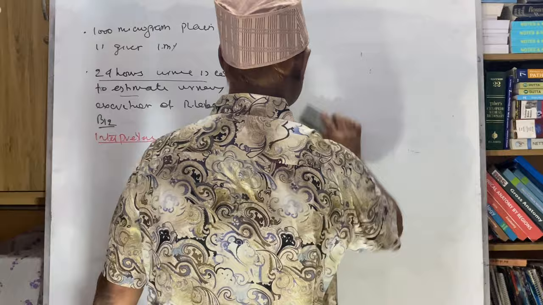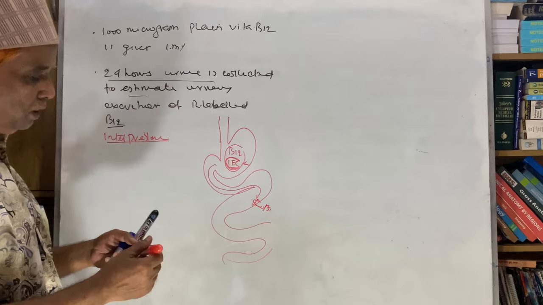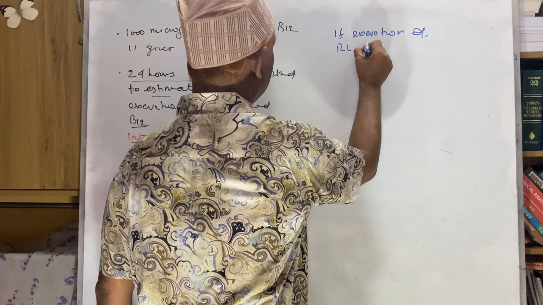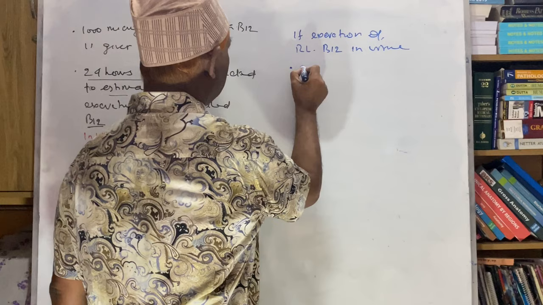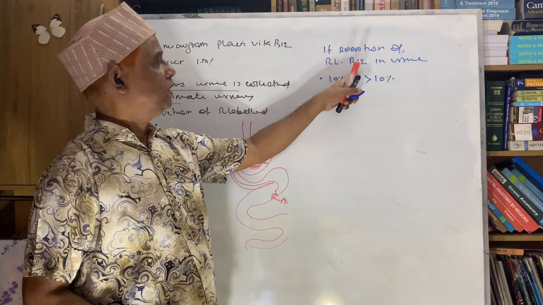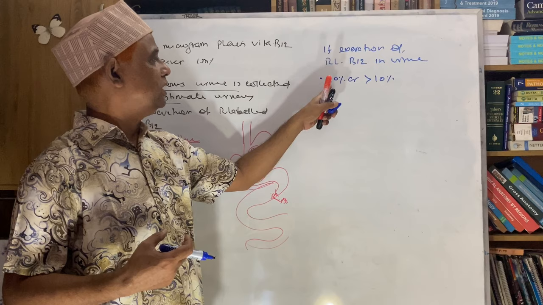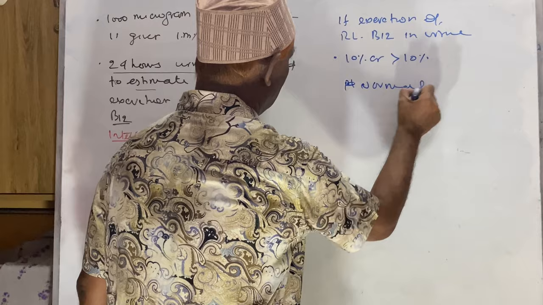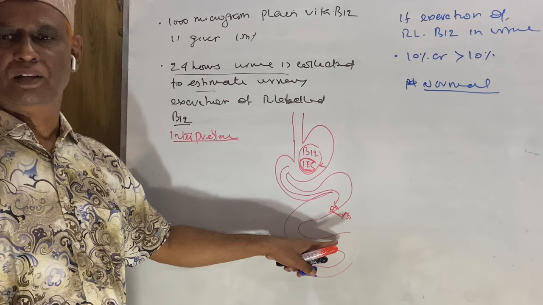Now come to interpretation. If the radiolabeled vitamin B12 that was taken orally, of this 1 microgram, 10% or more than 10% is excreted in urine, we say the patient is normal. That is, no defect in the stomach, no defect in the intestine. It is normal.